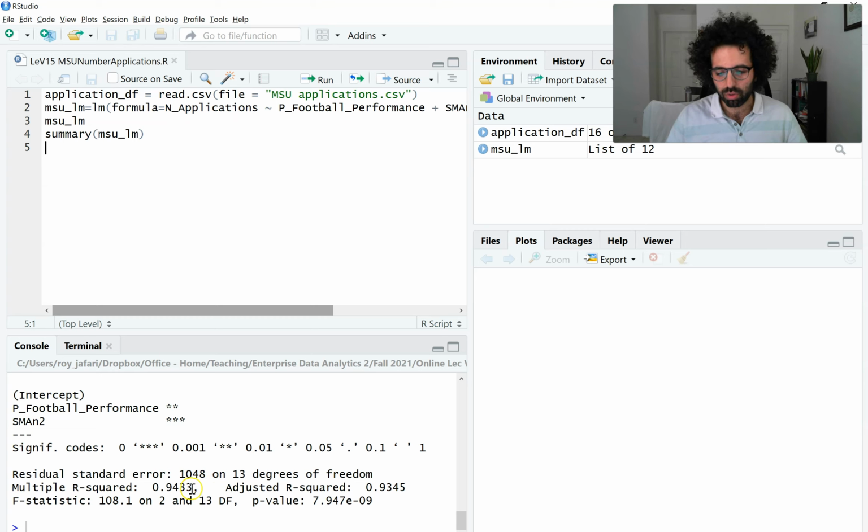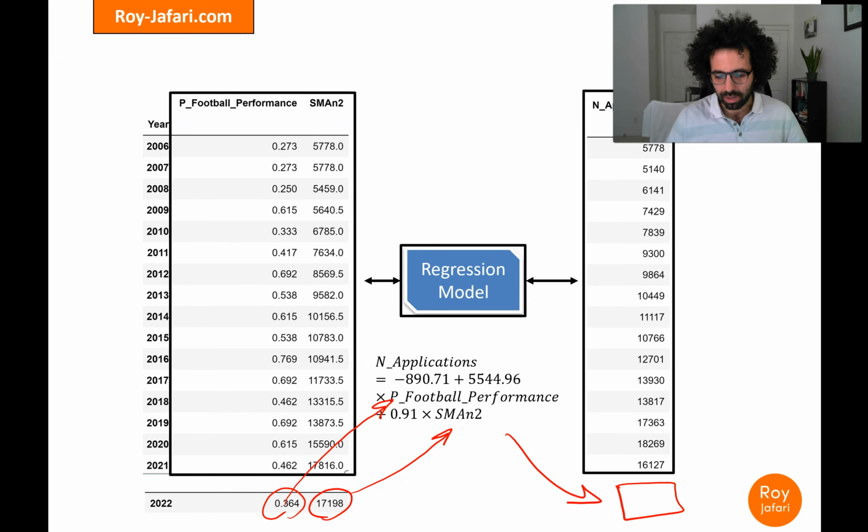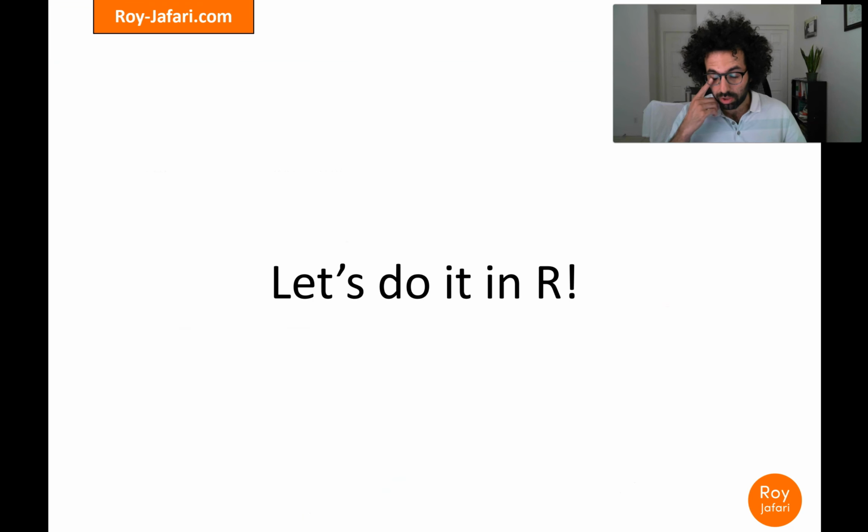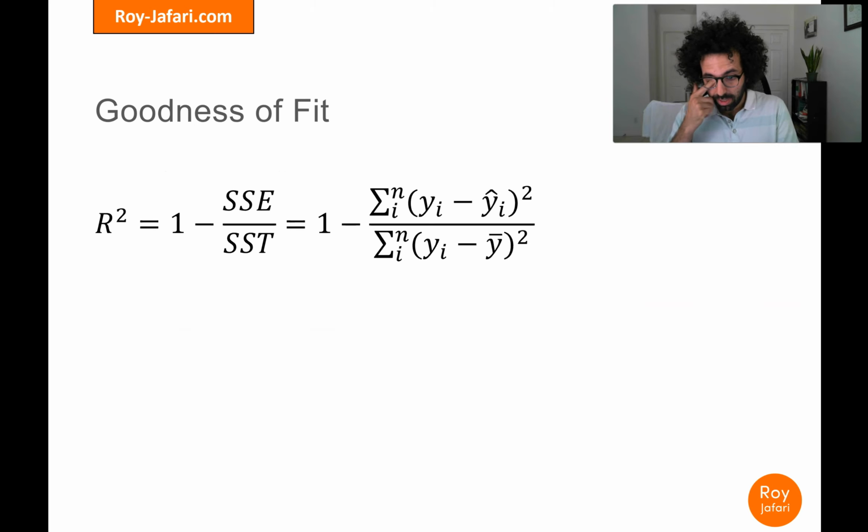First we're going to focus on the R-squared. R-squared is a value between 0 and 1, and the closer it is to 1, the better your model has been in capturing the variation in your target. And it's 0.94, which is a very good R-squared for any prediction model. So let's go back to the slide and see what R-squared is. We did this in R, and this is basically R-squared.